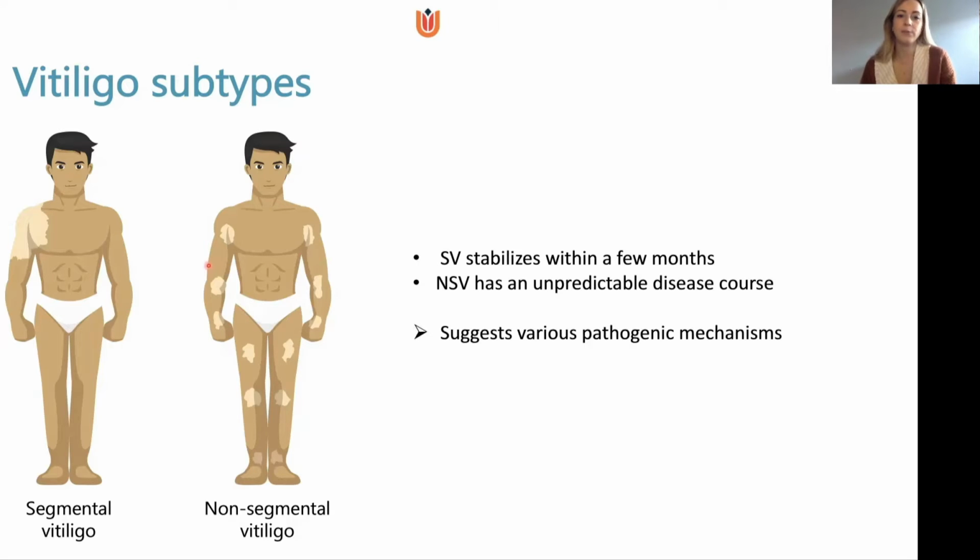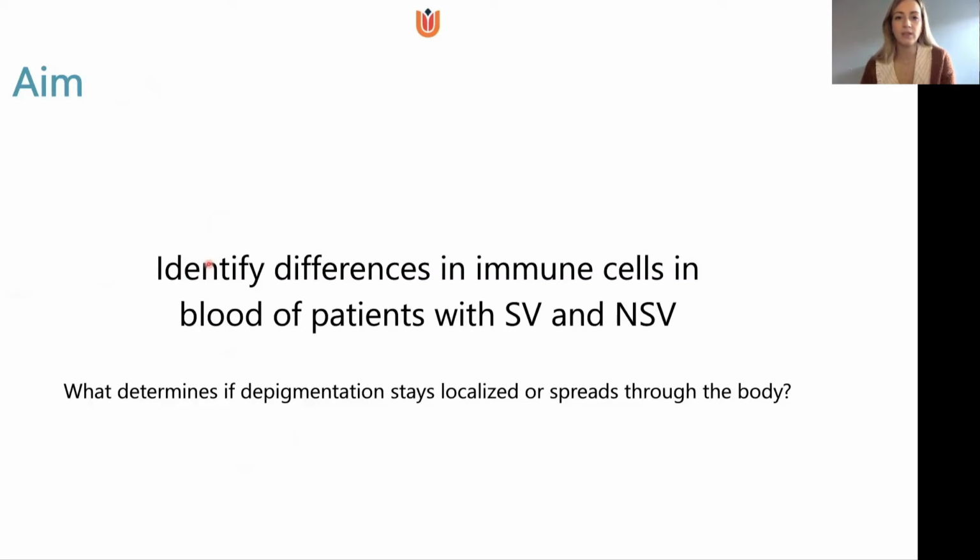This suggests various pathogenic mechanisms involved, and thus the aim of this study was to identify differences in immune cells in the blood of patients with segmental and non-segmental vitiligo, to decipher what determines if depigmentation stays localized or spreads throughout the body.